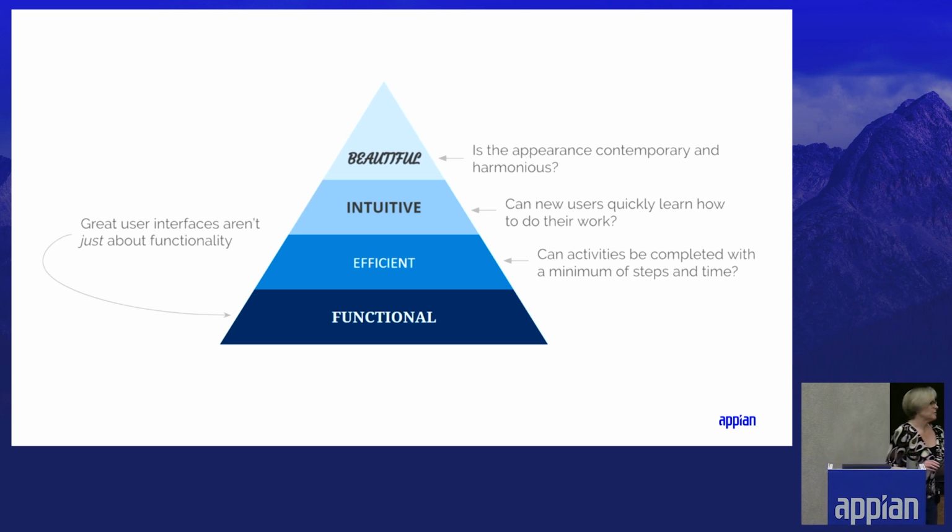So of course we start with the functional. It has to do what we are expecting it to do, but that's not the only thing that interfaces are expected to do. It's not just about functionality. It's also about efficiency. Can we minimize the number of clicks? Can we decrease the loading times for interfaces? And are users going to take action when they need to take action?